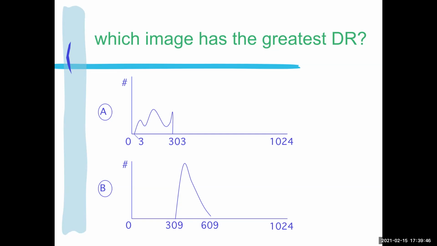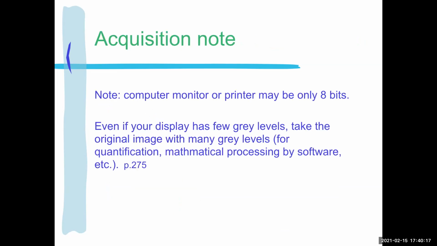Hopefully you've realized that they have the same exact dynamic range. They're different numbers, but in the end, 303 minus 3 is 300. 609 minus 309 is 300. So the answer is neither of them has the greatest dynamic range. These two images have the same dynamic range. And also, they're bad images. By the end of this lecture, you should know why I was able to say that just looking at this little chart.